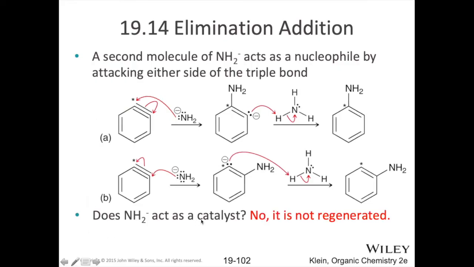Oh, by the way, please note that we used an amide ion in this reaction twice. First, we used it as a base. Secondly, we used it as a nucleophile. So even though we have ammonia acting as our acid in this case, please note that we had to use two equivalents of our amide ion to get and only get one back. So amide's not being regenerated. It's not acting as a catalyst here.